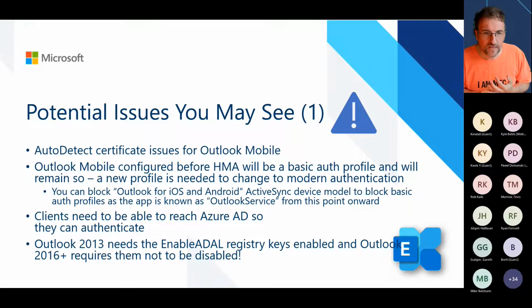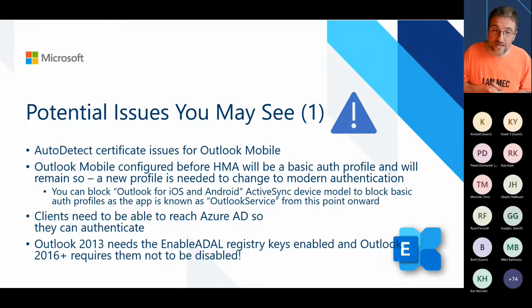Okay, another issue is if you've got Outlook Mobile configured already, before you implement hybrid modern auth, then Outlook Mobile will have configured a basic authentication profile, and that won't change. So if you're on Exchange Server 2016, for example, and you've configured an Outlook Mobile basic auth profile, that will keep working because you can't turn basic auth off in Exchange 2016. But if you have Exchange Server 2019 and you turn on hybrid modern auth and then turn off basic auth, that would cause these Outlook Mobile users to break because they can't do basic authentication anymore.